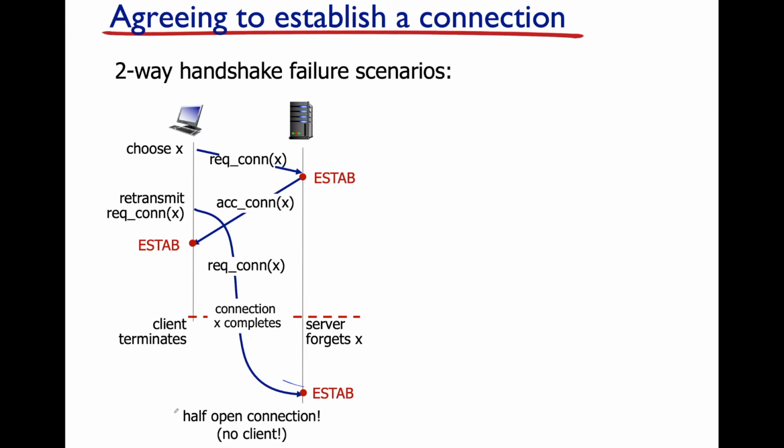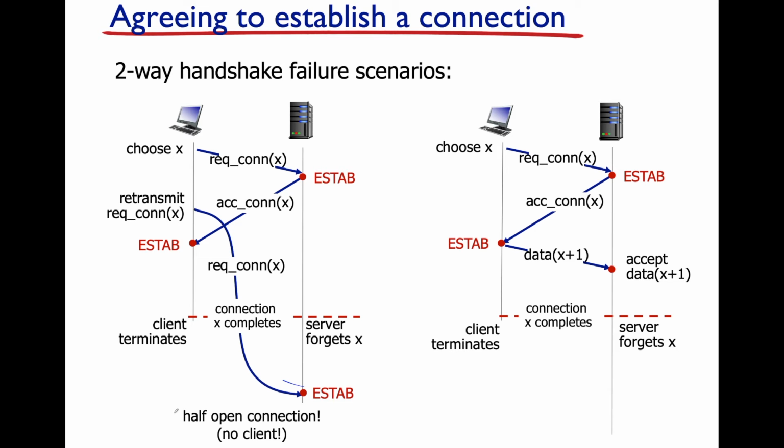Okay, so let's take another look at this two-way handshake. And the first two messages, the round trip, we have the forward connection request. The server establishes its resources.